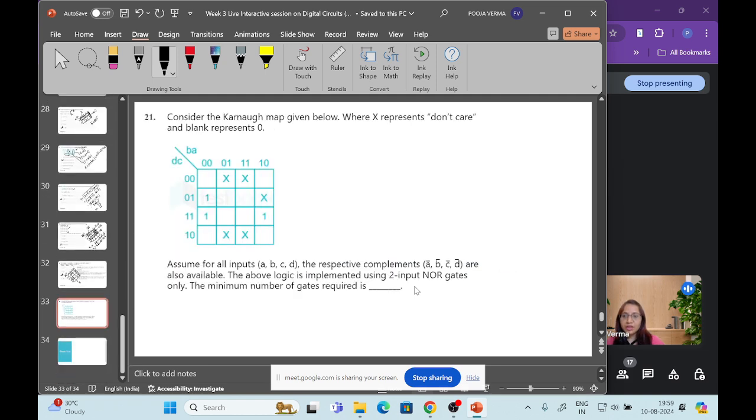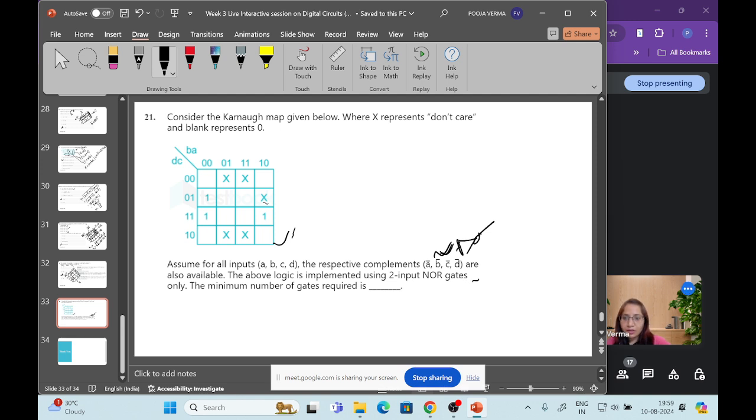Now moving to the next question, and this is the last question. This will be the last question. Okay. So consider the K map given below. We need to consider this K map where X represents the don't care condition. These X and blank represents the 0. Okay. And corresponding ones are given. Assume for all inputs A, B, C, D, the respective complements A bar, B bar, C bar, D bar are also available. That means A, B, C, D, A bar, B bar, C bar, D bar are also available. We no need to take the NOT gate, right? The above logic is implemented using two input NOR gate.